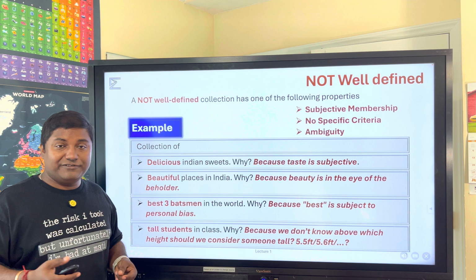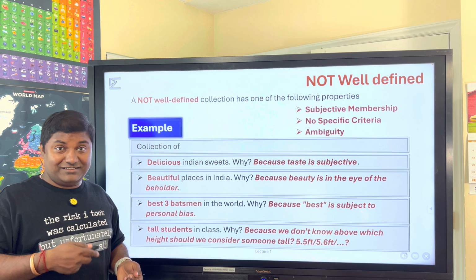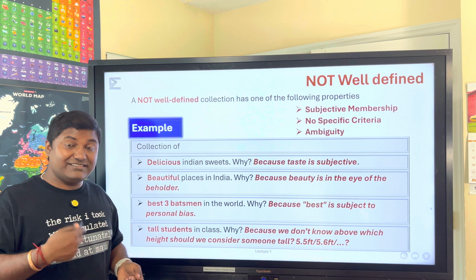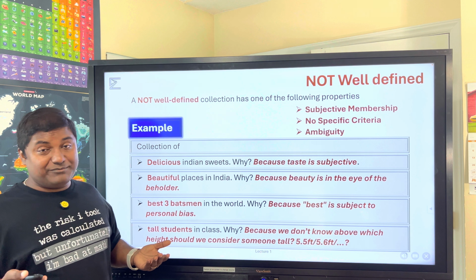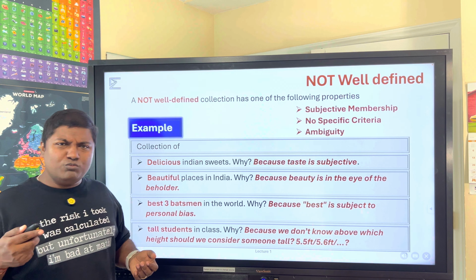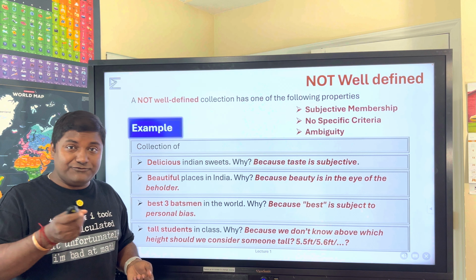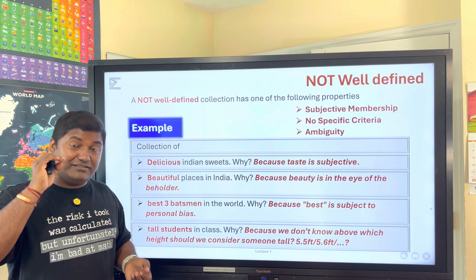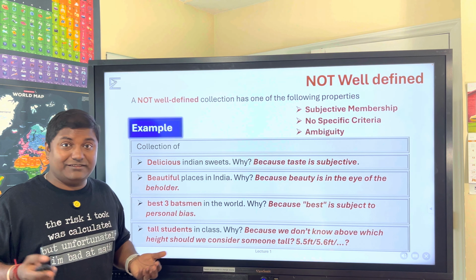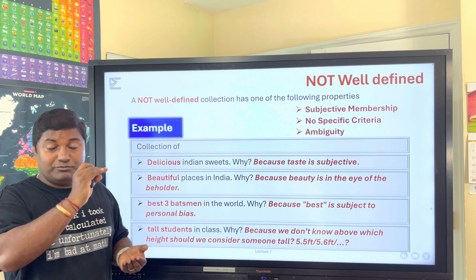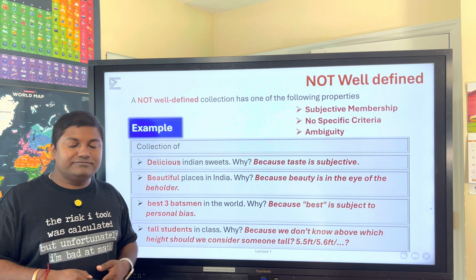And the final example, what if I ask you to tell me the names of tall students in your class? This is not a well-defined collection because that lacks precision, right? And also ambiguity. It has ambiguity because you don't know whom you are going to call tall students. Is there any particular number like 5'5", 5'4", or 5'6"? If a student is taller than this height, then they will be called tall, or what, like you don't have a particular parameter by which you are going to judge which students are tall. So different people will come up with different answers.